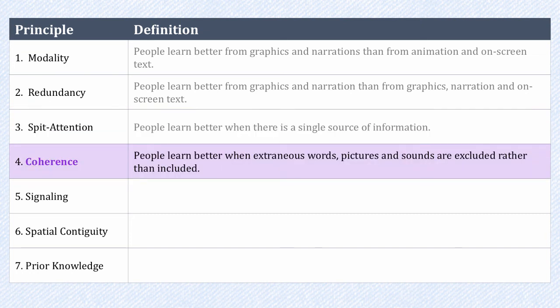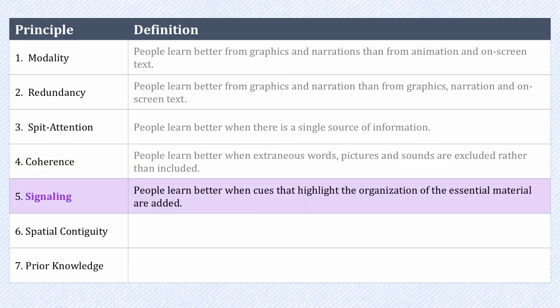The fourth principle is the coherence principle. And this is the idea that people learn better when extraneous words, pictures, and sounds are excluded rather than included. In other words, when you're designing multimedia messages for learning, you really only want to have the essential information there. The idea behind this principle is that it's easier and more coherent if only the necessary information is presented. Otherwise, learners have to waste valuable cognitive resources figuring out what's relevant and what's not relevant.